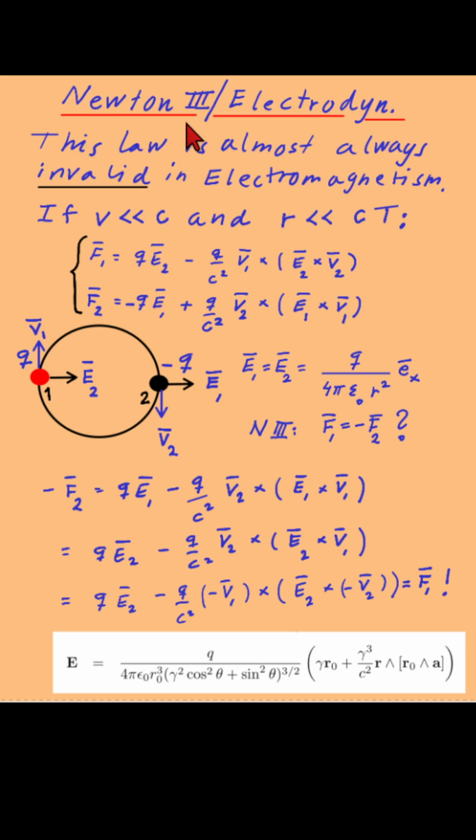Remember Newton's third law? In electrodynamics, it turns out that this law is almost invalid, except possibly in some extremely symmetrical cases, like one we are going to look at here. And here is the Lorentz force for particle 1 and particle 2, and I assumed a certain expression for the magnetic field, which is valid only if v, the velocity, is small.